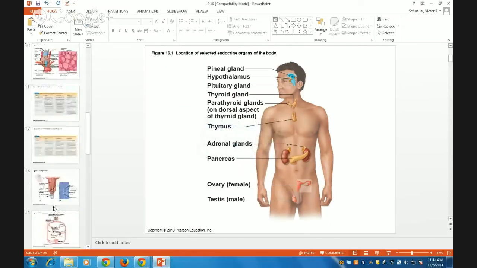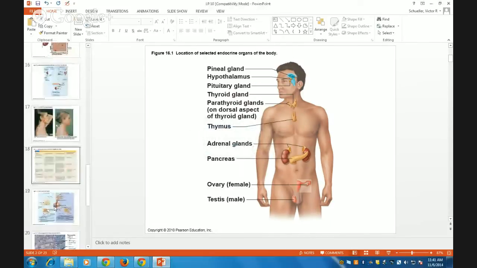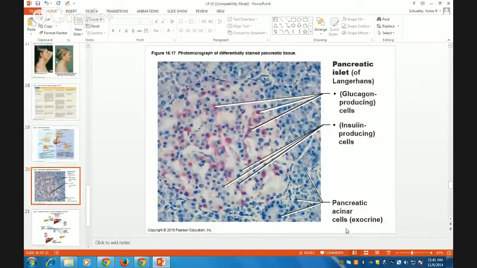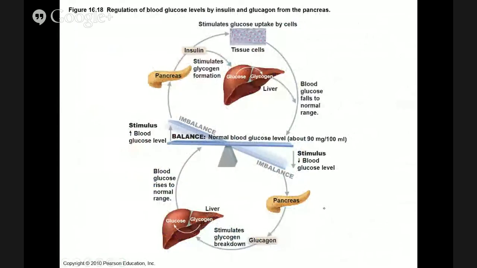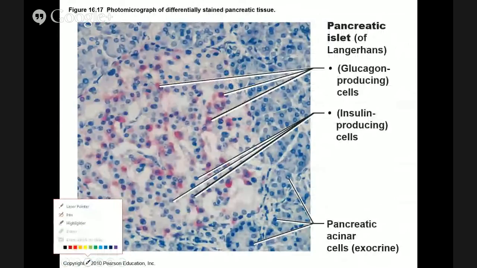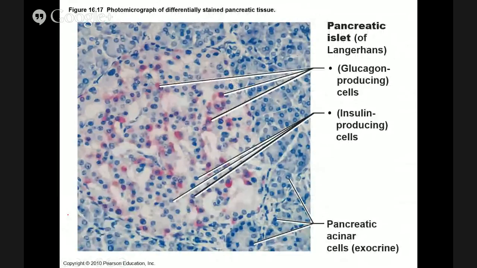So the next thing we're going to go on to is the pancreas. Remember, the pancreas is 70% exocrine, but we're not focusing on that. We're focusing on the 30%, which is the endocrine part. So everything you see here in this blue periphery out here is actually, oops, I knew that was going to happen. As soon as I touched the screen, I knew it was going to do it.